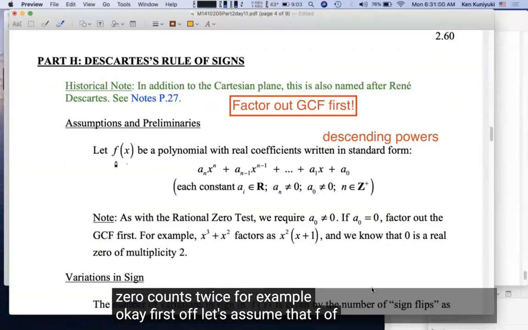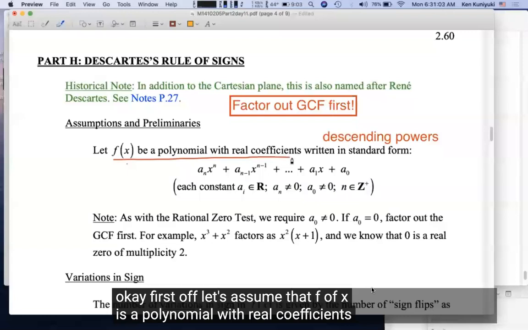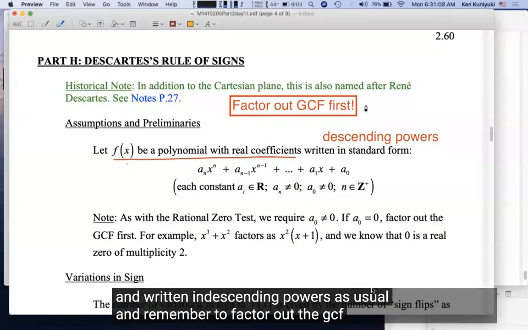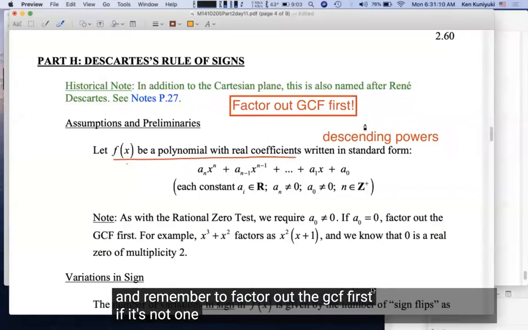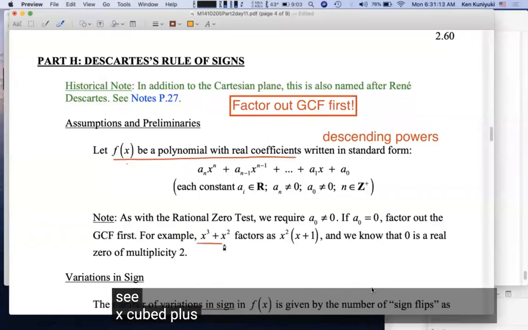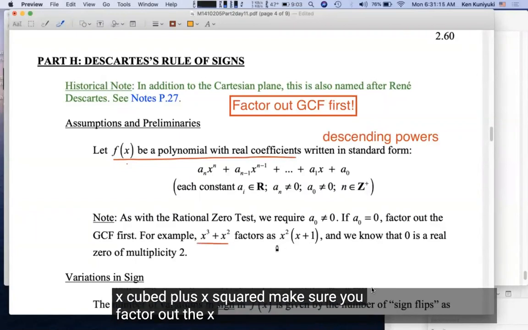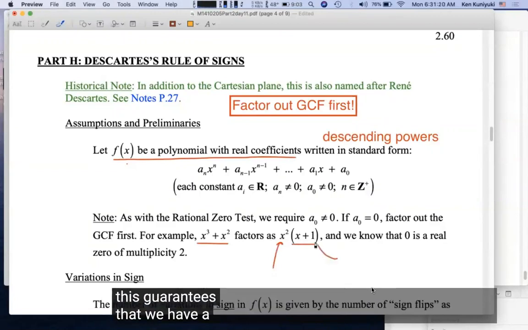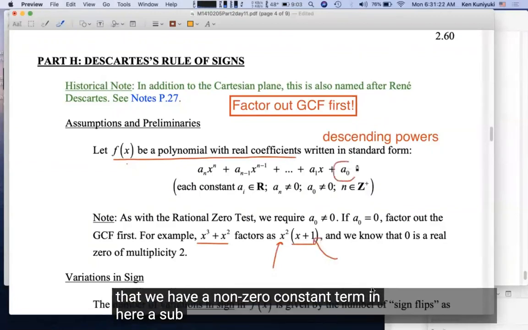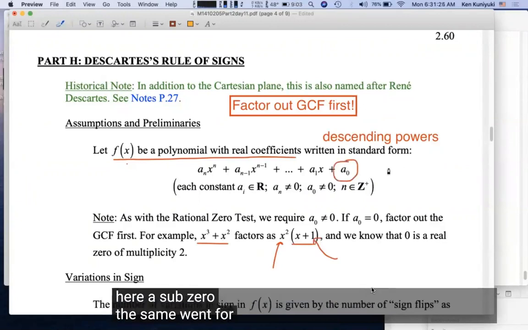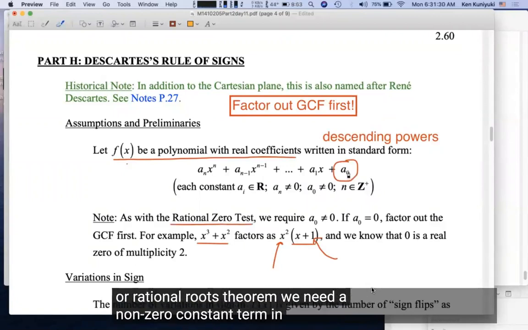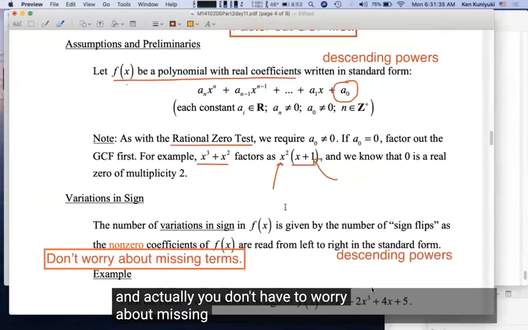Okay, first off, let's assume that f of x is a polynomial with real coefficients and written in descending powers, as usual. And remember to factor out the GCF first, if it's not 1. So for example, if you see x cubed plus x squared, make sure you factor out the x squared first, and then you'll deal with x plus 1. This guarantees that we have a non-zero constant term in here, a sub 0. The same went for the rational zero test or rational roots theorem. We need a non-zero constant term in there. And actually, you don't have to worry about missing terms.